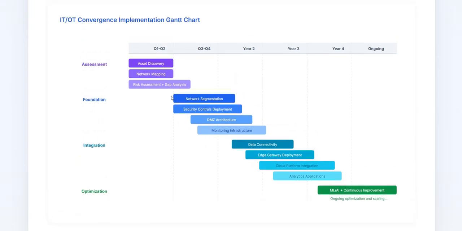So here, the Gantt chart, and when you see this laid out on a timeline, notice the overlap. Assessment does not stop the moment foundation begins. Monitoring starts early and grows over time, of course. And data connectivity, what's happening here, expands gradually, and optimization stretches forward indefinitely. This pacing protects operations while still moving forward.